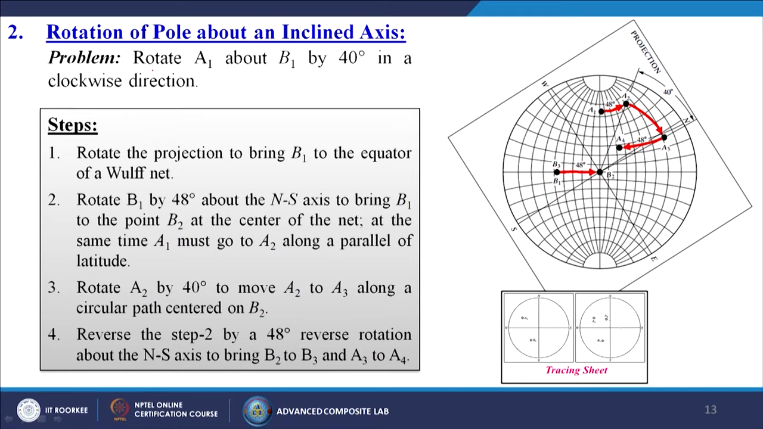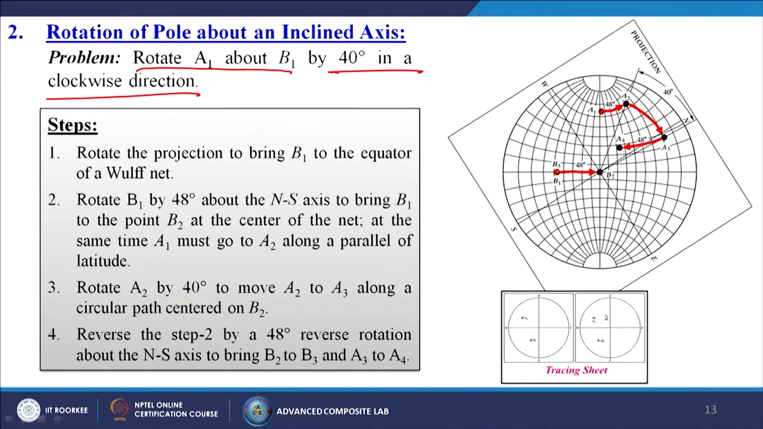So, what is the problem? Rotate A1 about B1 by 40 degree in a clockwise direction. So, our A1 point is over here, our B1 point is over here. Now we have to rotate A1, with reference to B1, by a 40 degree angle. So, what do we have to do? First we have to put B1 into the center so that no projection is going to be changed.